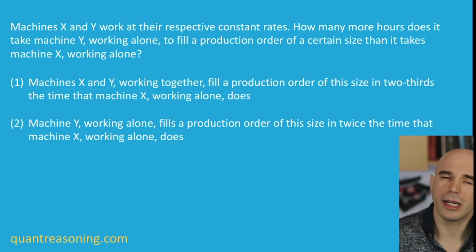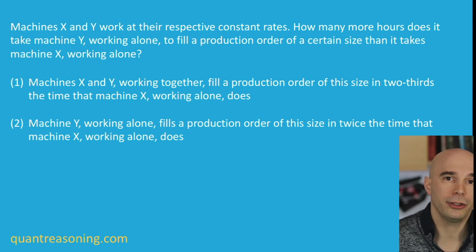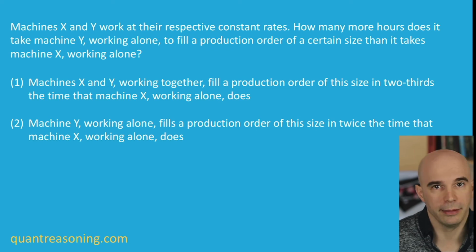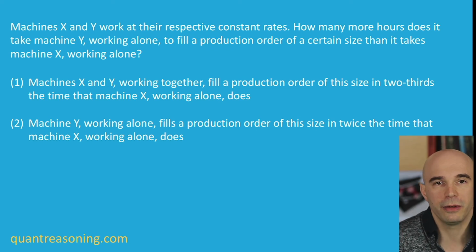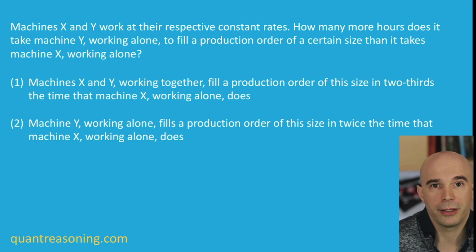But here, they're not asking for the ratio of the times, they're asking for the actual difference, I guess, in hours, right? How many more hours does it take? So we're talking about a difference in hours between the two machines. And what I'm thinking is that if I can infer the ratio of the rates and the ratio of the times, those are inferentially equivalent, I still wouldn't be able to figure out the difference in number of hours. In order to find the difference in number of hours, I would actually need to know how long something takes someone.